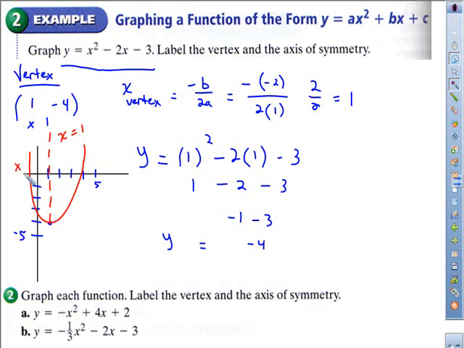Or if you just think about it, isn't this a vertical line that goes through 1 on the x-axis? So how did we write that equation before? It would be x equals 1. Or just remember the axis of symmetry is equal to the x value of the vertex. Okay.